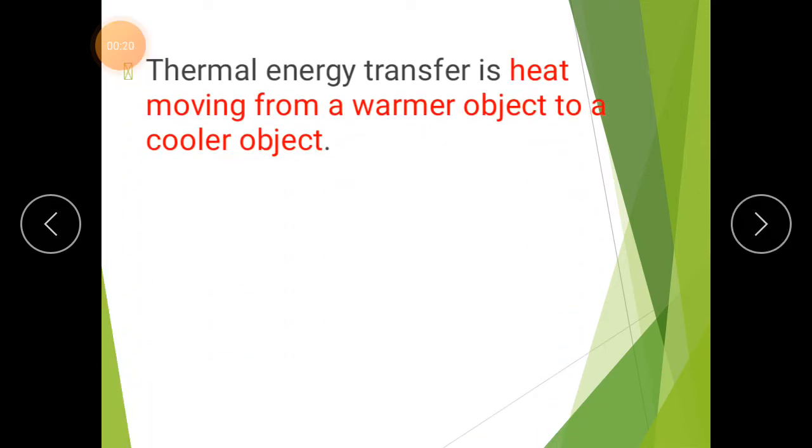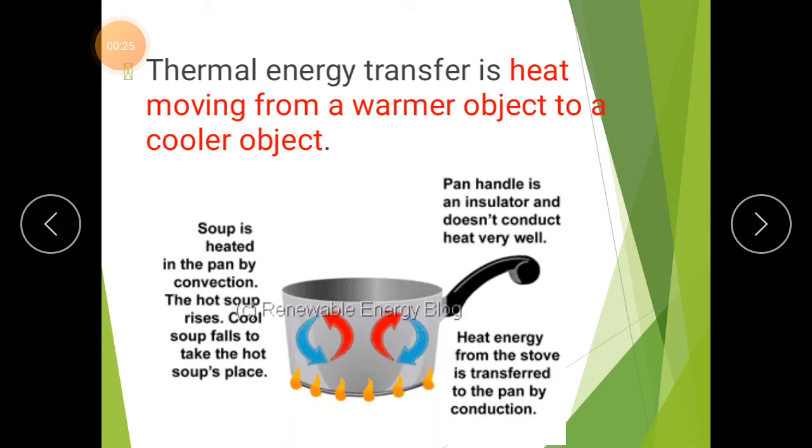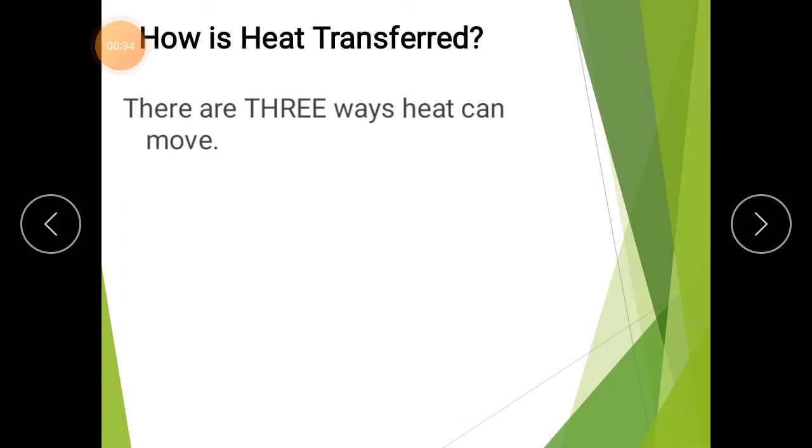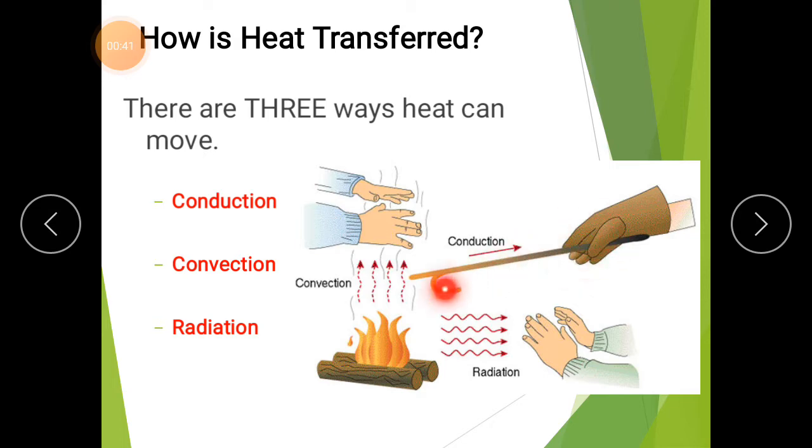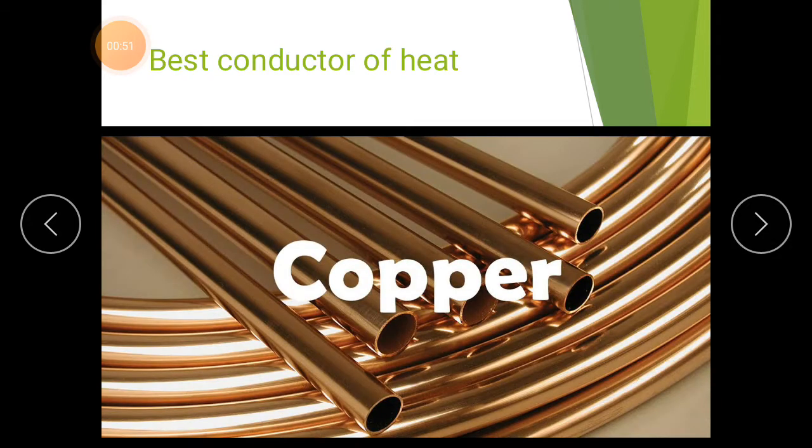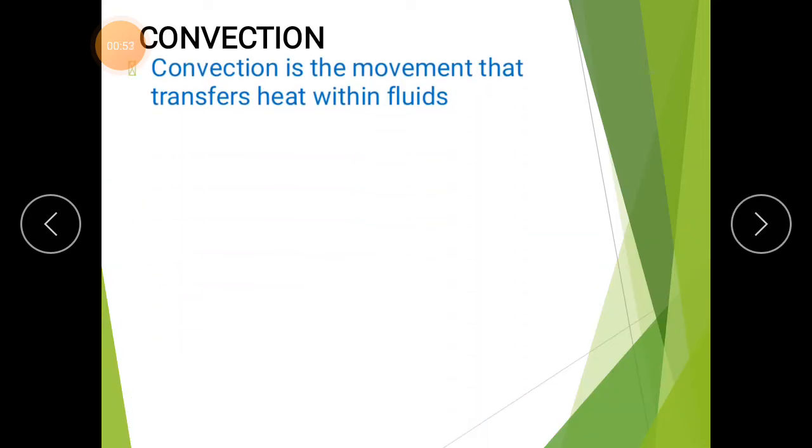Thermal energy transfer is heat moving from a warmer object to a cooler object. For example, the warmer object is this pot and the cooler object is our food. How is heat transferred? There are three ways: conduction, convection and radiation. Conduction takes place in a metal, from a metal to any other object. Copper is the best conductor of heat because copper is a metal.